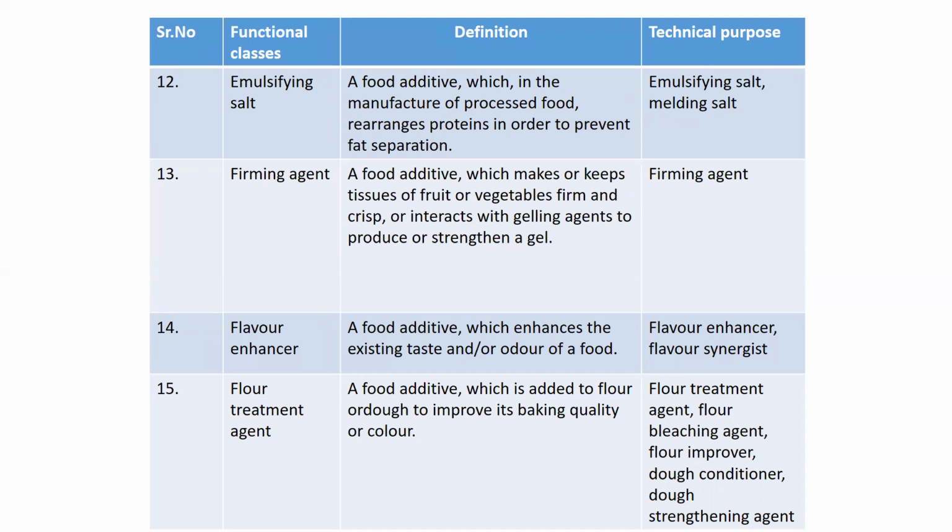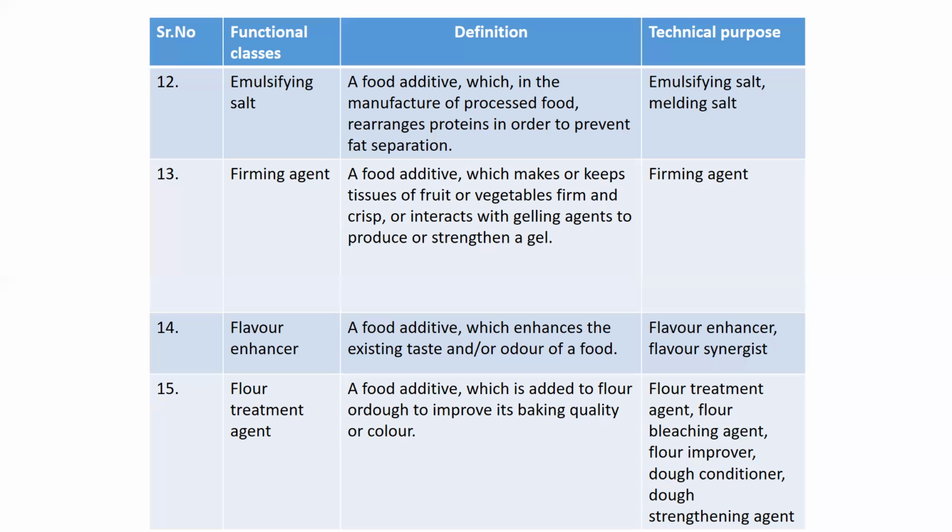Next is firming agent, a food additive which makes or keeps tissues of fruits or vegetables firm and crisp or interacts with gelling agents to produce or strengthen a gel. That is a firming agent. Next is flavor enhancer. Flavor enhancer is a food additive which enhances the existing taste or odor of a food, such as monosodium glutamate. They act as a flavor enhancer or a flavor synergist.